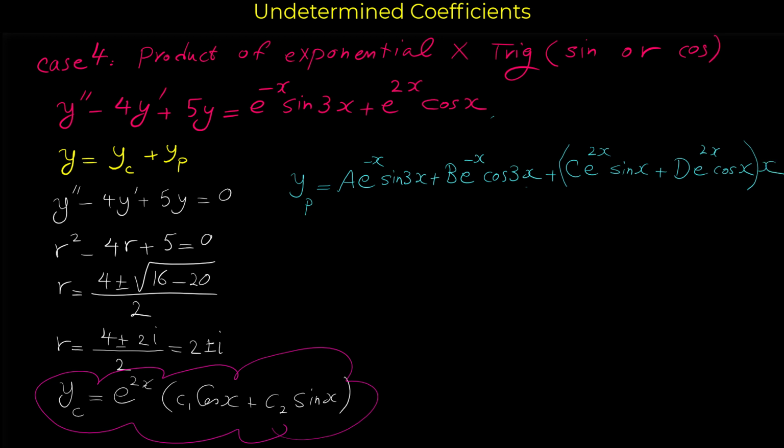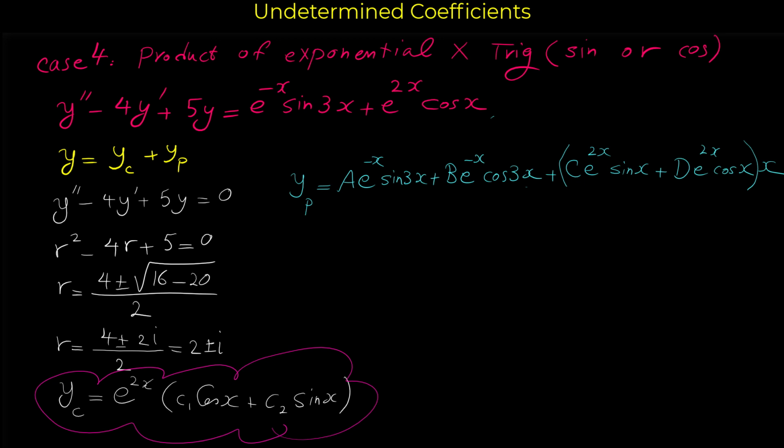Multiplying by x prevents the duplication. We know that when duplication happens, we have to multiply by a degree of x that prevents the duplication, and we always choose the smallest positive degree, and here x to the 1 is enough. So this is the particular solution for this differential equation.